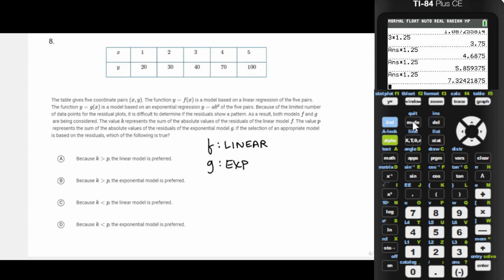Okay, so I'm just going to say this to remind myself that K goes with the linear model and P goes with the exponential model.